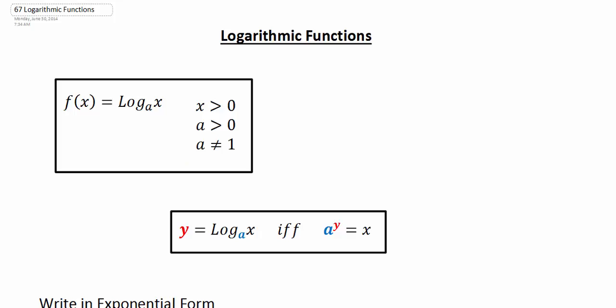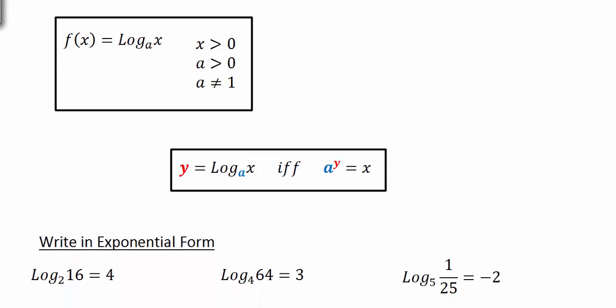Now let's look at how this logarithmic function is related to our exponential function. This is a key part of understanding our logarithmic function. We have y equals log base a of x if and only if a to the y equals x. In this exponential form, a represents the base. In the logarithmic form, this is read log base a, so again, a is the base.